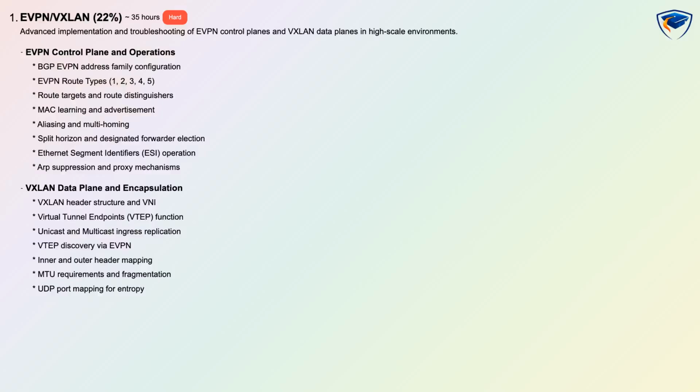You will also master VXLAN data plane topics such as VNI and VXLAN header structure, the role of VTEPs, unicast and multicast ingress replication, VTEP discovery via EVPN, inner and outer header mapping, MTU and fragmentation concerns, and UDP port entropy. The IP fabric domain is 18%, medium difficulty, estimated at 25 hours and assessed with conceptual and scenario-based questions.